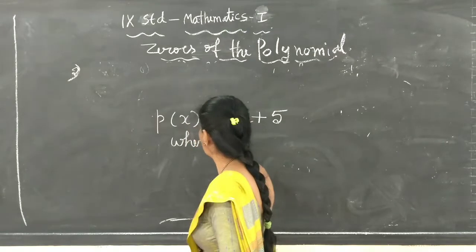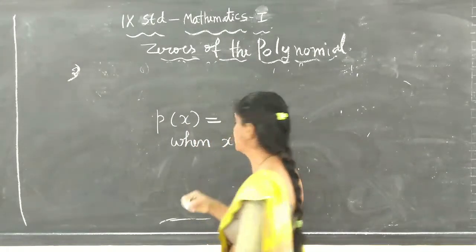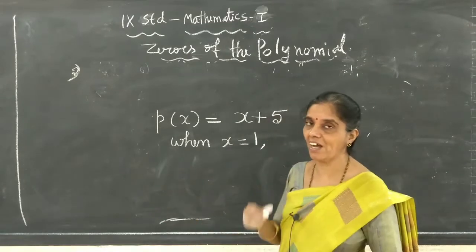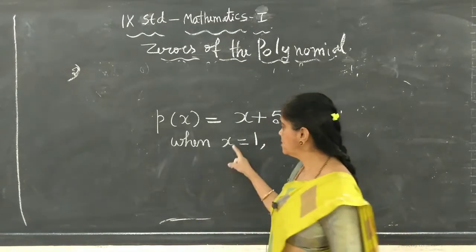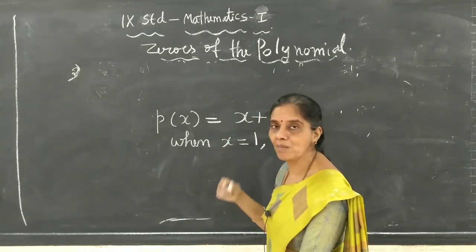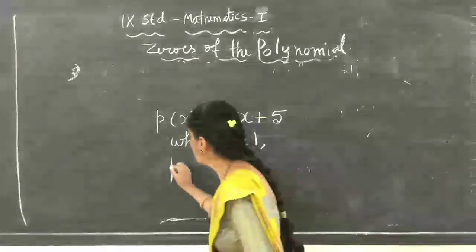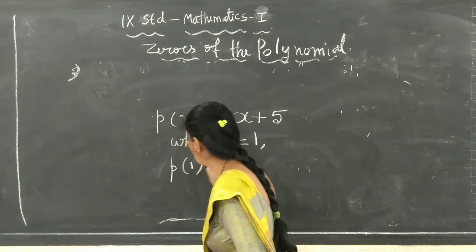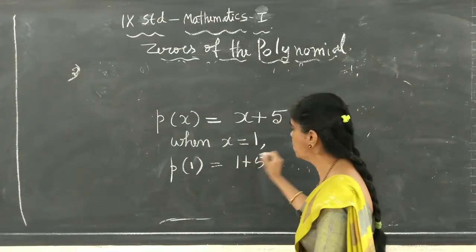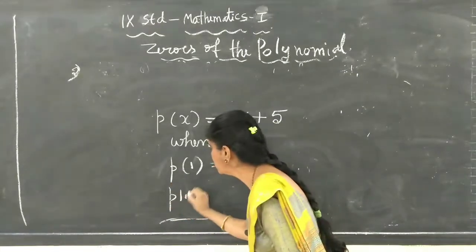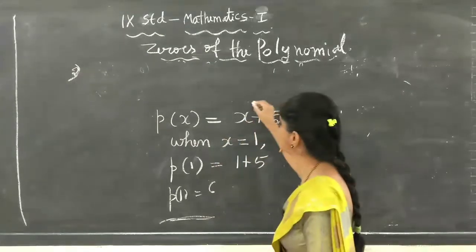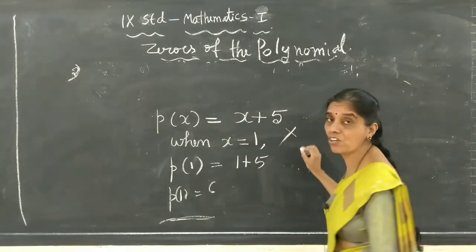When x is equal to 1, will you get zero of the polynomial? Is it a zero of the polynomial? They will ask. We have to find out: substitute the x value 1 in this and see whether its value becomes 0 or not. So p(1), the value of the variable x is 1, plus 5. How much did I get here? The value is 6. So it is not a zero of the polynomial.